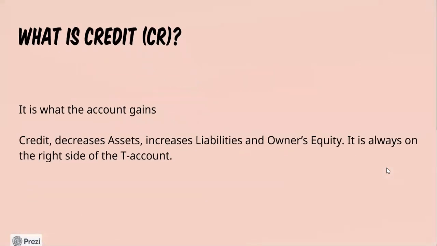Now, what about credit? It is what the account gains. Credit decreases assets and increases liabilities and owner's equity. Credit is used if there's a decrease in assets and if there's an increase in liabilities and owner's equity. It is always on the right side of the T account.